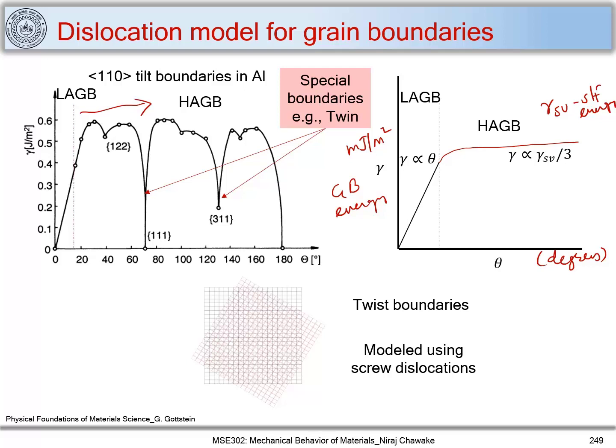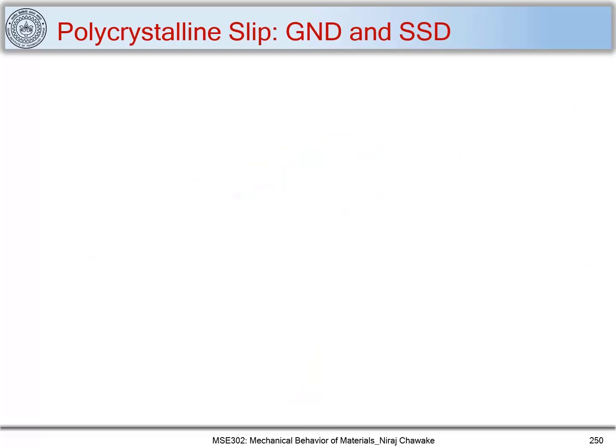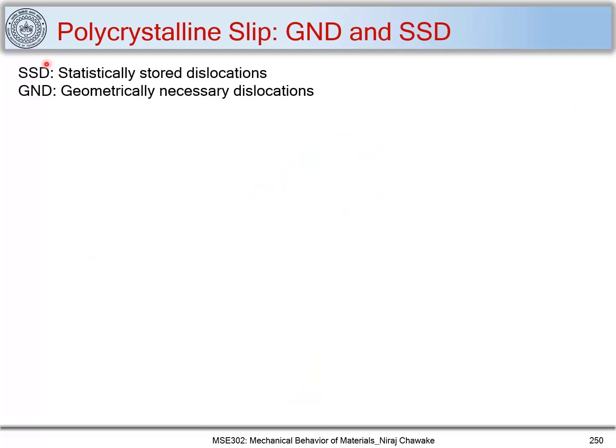Now let's look at some important terms when I talk about dislocations. Those are statistically stored dislocations and geometrically necessary dislocations. So these two dislocations are required to explain a polycrystalline slip in a material.